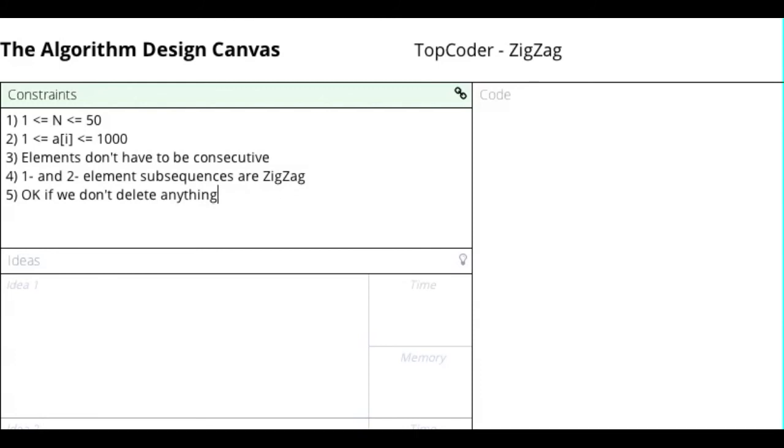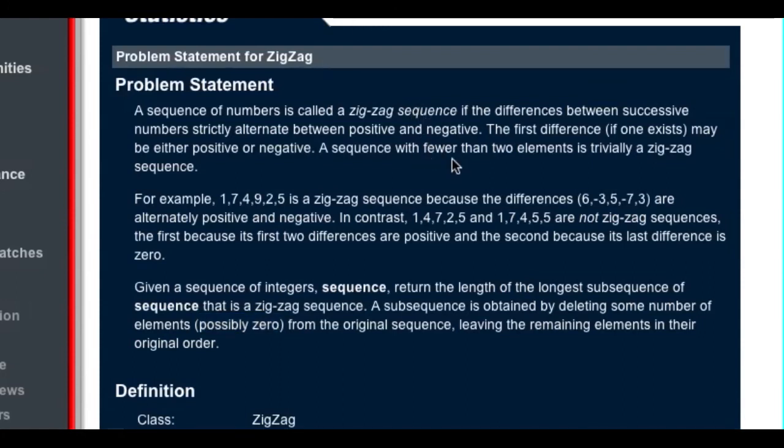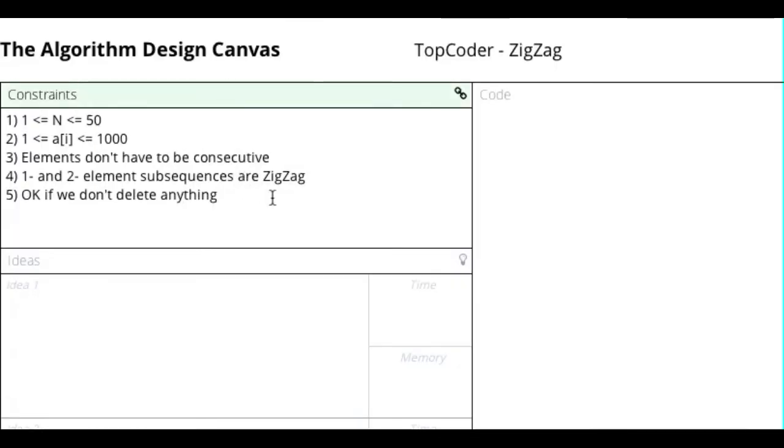And finally, the problem says that the consecutive differences need to alternate so that the sequence zigs and then zags. But what about a difference of 0? Is it okay to have two consecutive elements of the same value? And looking at the statement again, it says that if the differences between successive numbers strictly alternate between positive and negative. And so we need to write down strict alternation required, right? Excellent.